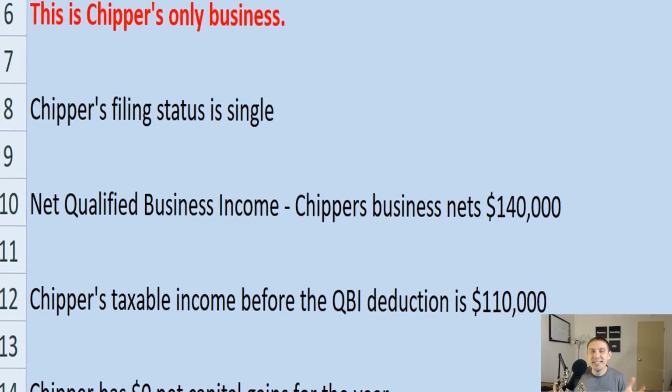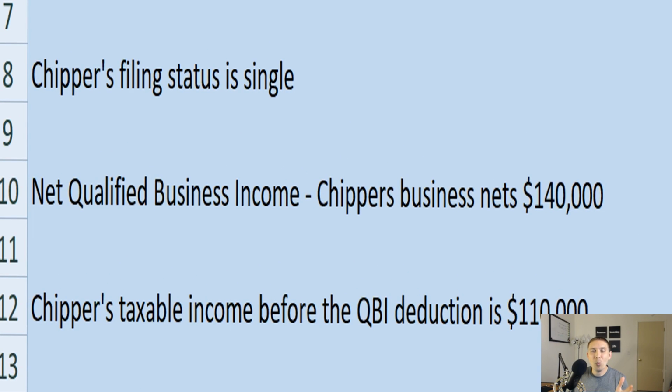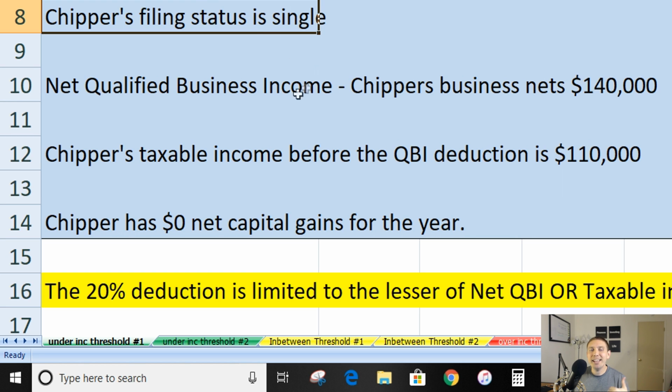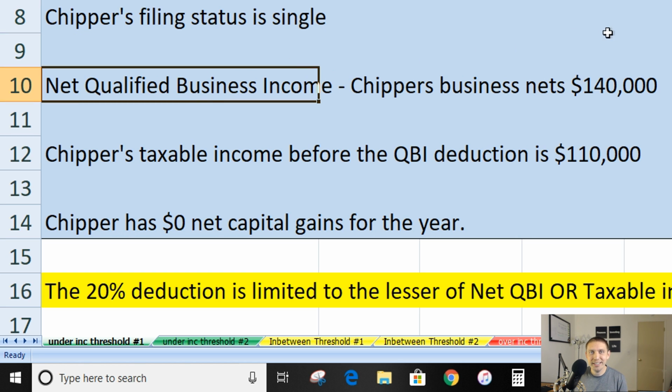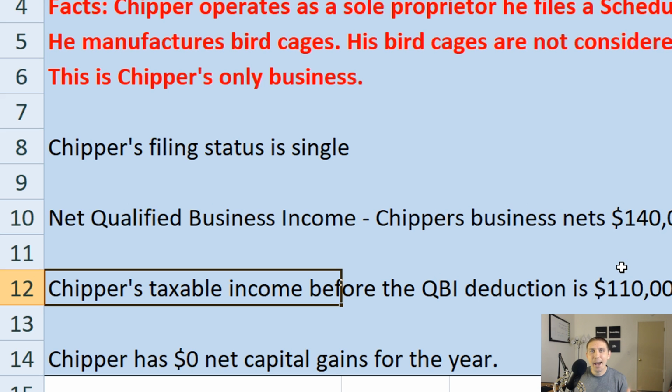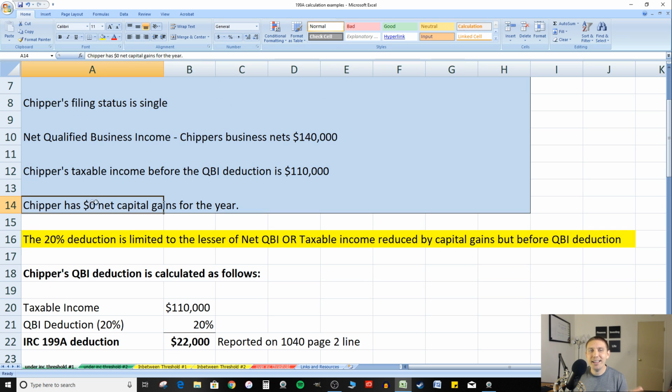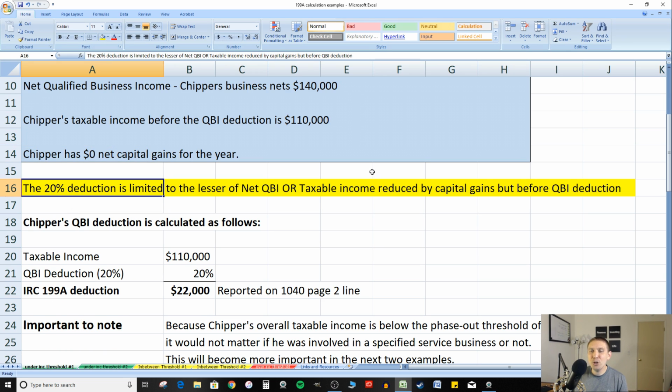His net qualified business income nets to be $140,000 in this example. Chipper's taxable income before the QBI deduction is taken into account is $110,000. Chipper has zero, like I said, in net capital gains, so no capital gains here to report. A reminder, the 20% deduction for QBI is limited to the lesser of the net QBI or taxable income reduced by any capital gains but before the QBI deduction.